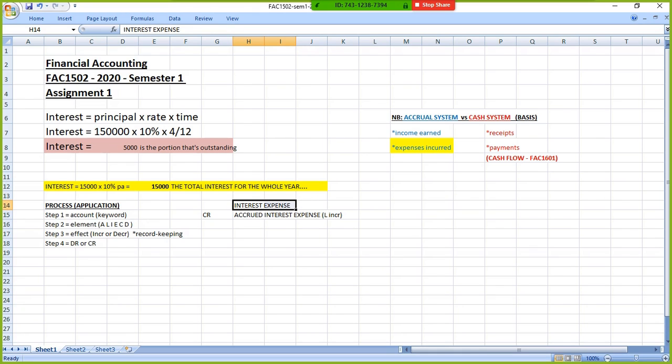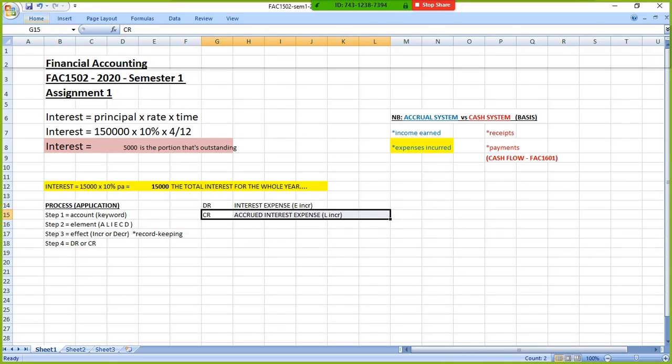Okay, so step number 1, we've got the account, interest expense or interest paid. Step number 2, what is it? It's an expense. Step number 3, am I going to record more interest or less interest? More interest. Good. Okay, you should know your rules. Where do expenses increase? On the debit side. Good. Okay, how much is the accrued expense? We just worked it out earlier. 5,000.